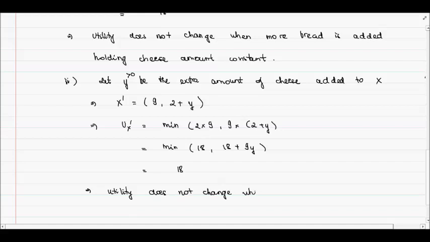Okay, when more cheese is added to the consumption bundle, holding the amount of bread constant.